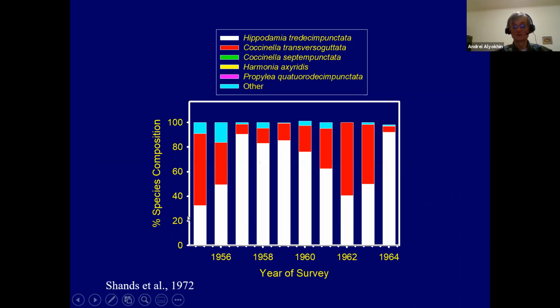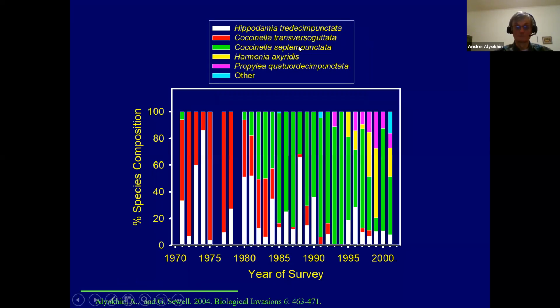Okay, so if we looked at the old data, which was published by Shands, way before my time, and the same location on Aroostook Research Farm, communities of lady beetles were dominated by those 2 native species, Hypodermia tridecimpunctata and Coccinella transversa guttata. But then starting 70s, situation became different. Coccinella septempunctata was deliberately released.